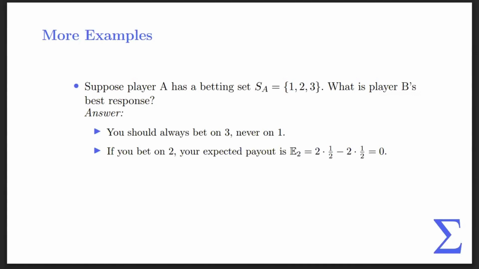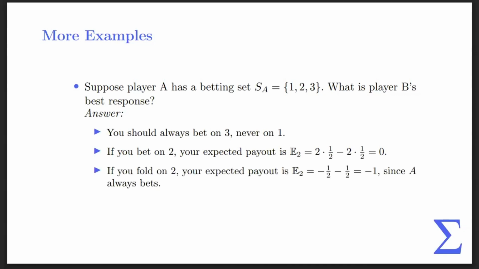Then the only case is two, and for two we can do the same approach that we did before. If you do bet on two, you have an expected profit of 2 times 1/2 minus 2 times 1/2, because there's a 1/2 probability that your opponent has a one and a 1/2 probability your opponent has a three. So your expected payout is zero. If you don't bet, your expected payout is -1, because you always lose as your opponent always bets. So you have a higher expected payout if you do bet, so you should bet on two. Your betting set should be 2, 3. That is the optimal response to the betting set 1, 2, 3.